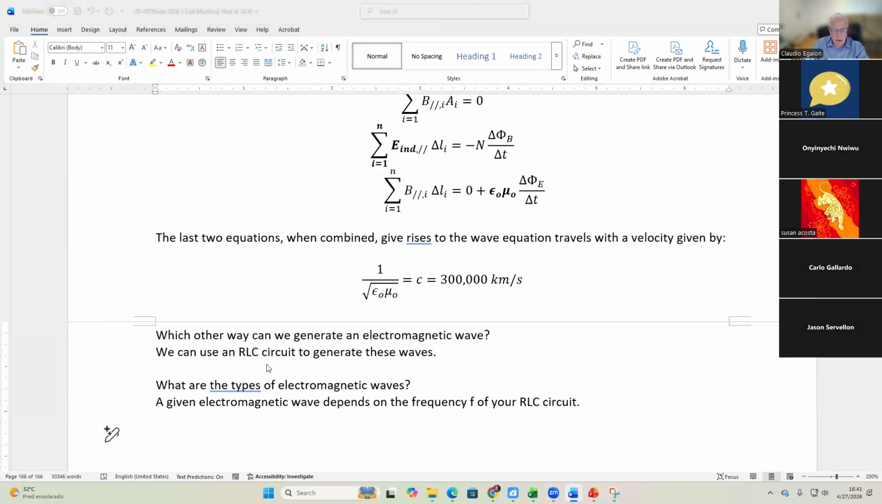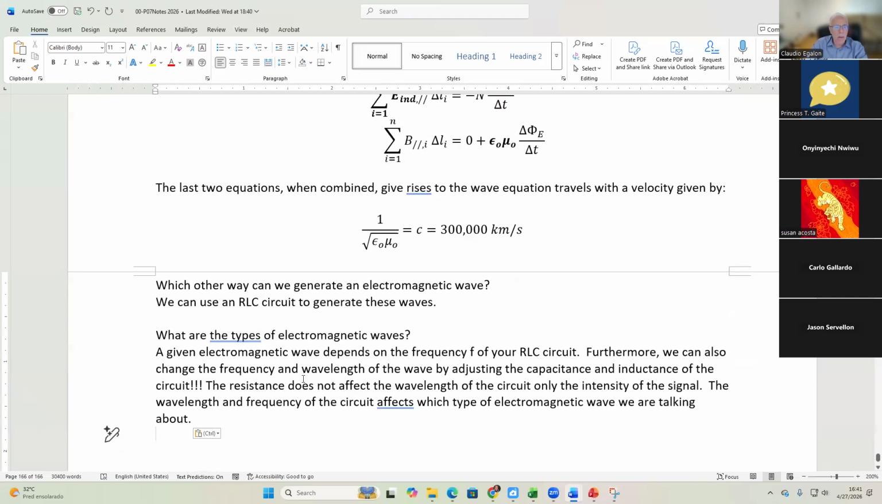Furthermore, we can also change the frequency and wavelength of the wave by adjusting the capacitance and inductance of the circuit. The resistance does not affect the wavelength of the circuit, only the intensity of the signal. The wavelength and frequency of the circuit affect which type of electromagnetic wave we have.